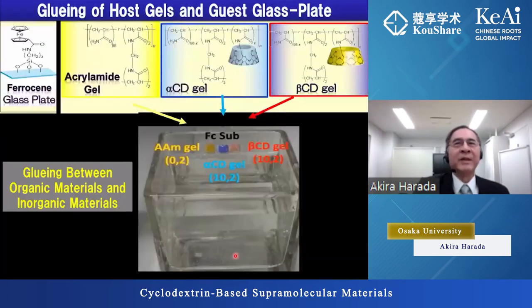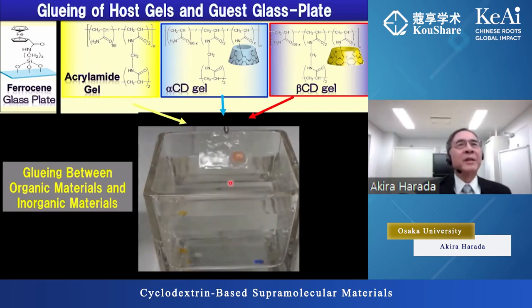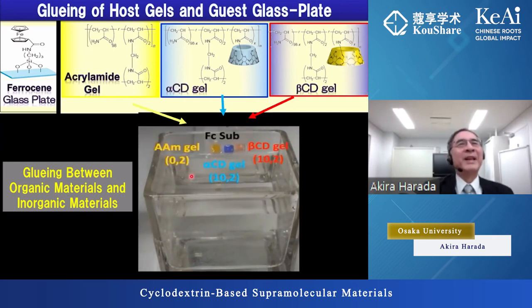So in this case, a ferrocene group as a guest was attached to the glass plate in a similar way, a very small amount, a monomolecular layer. When the cyclodextrin gels and blank gels were placed on the glass plate with ferrocene here, I'll show you later again, the acrylamide gel slid very fast, very fast. And the alpha-cyclodextrin gels, shown in green, show some resistance.